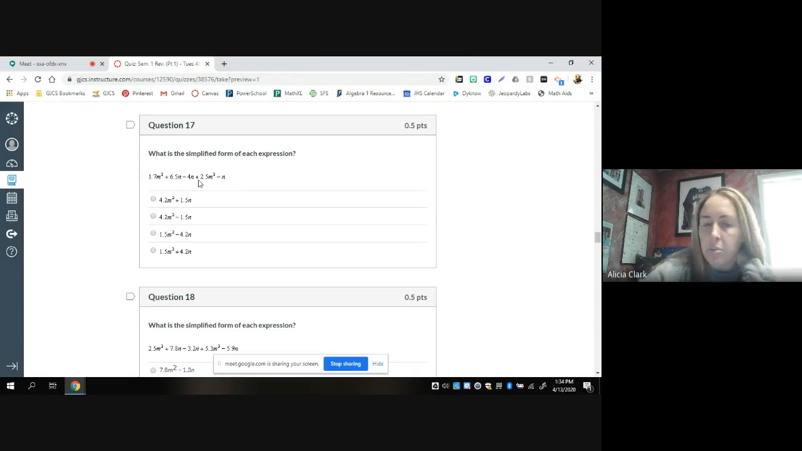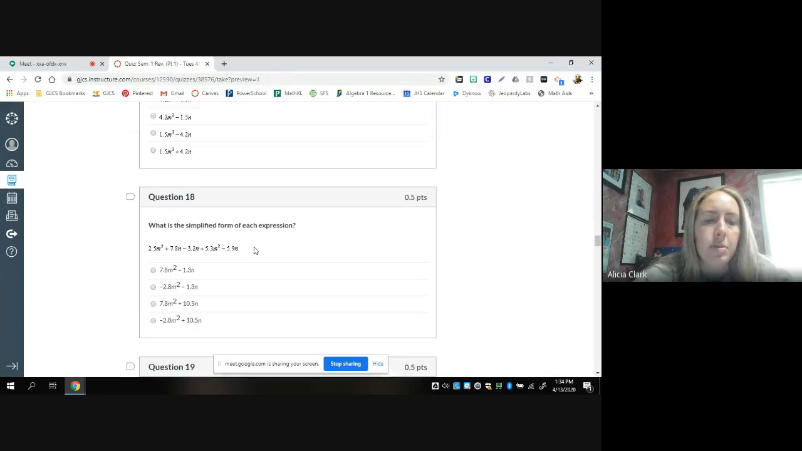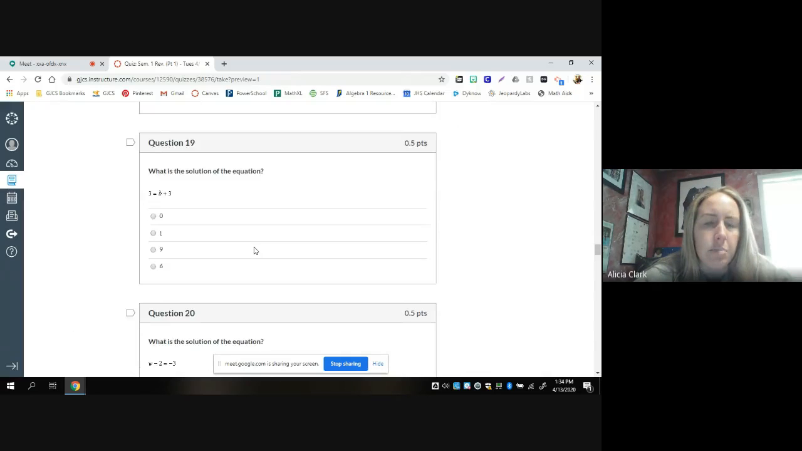When you're simplifying, you're looking for things that are like terms. So for example, on number 17, things that would be like terms would be m squared and m squared, n and n, and this n can all go together. Remember, they have to have the same variable and the same exponent. And so 18 is still the same.